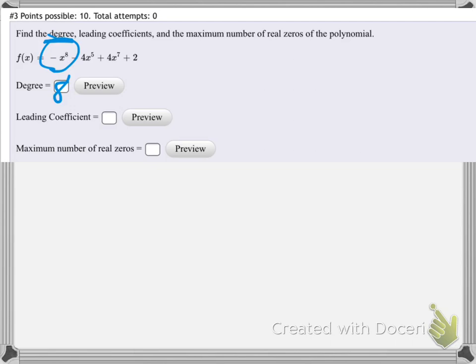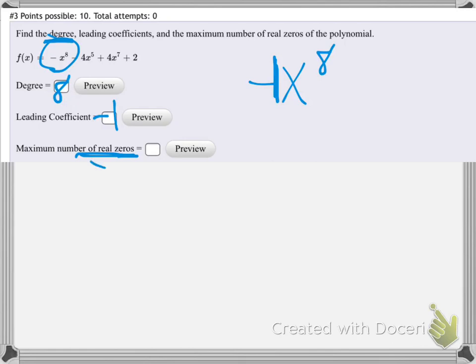The leading coefficient, so the leading term is negative x to the 8, and the coefficient is the number that's next to the x. So that's a minus 1, because it's a ghost 1, a ninja 1. And so then negative 1, and then maximum number of zeros. So what we say is if you have an x to the 3 equation, the most zeros you can get is 3 of them. This one is an x to the 8 equation.